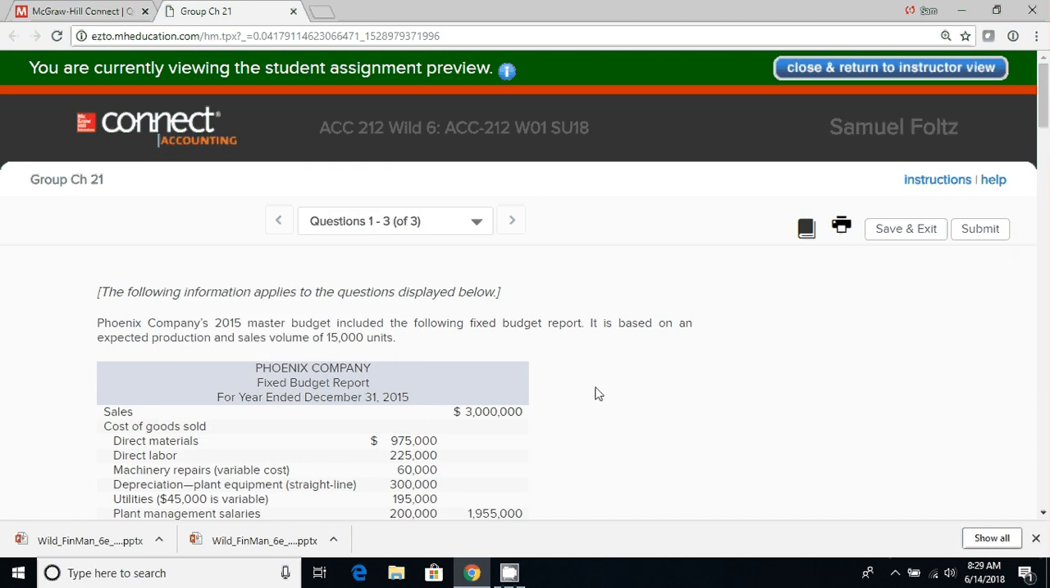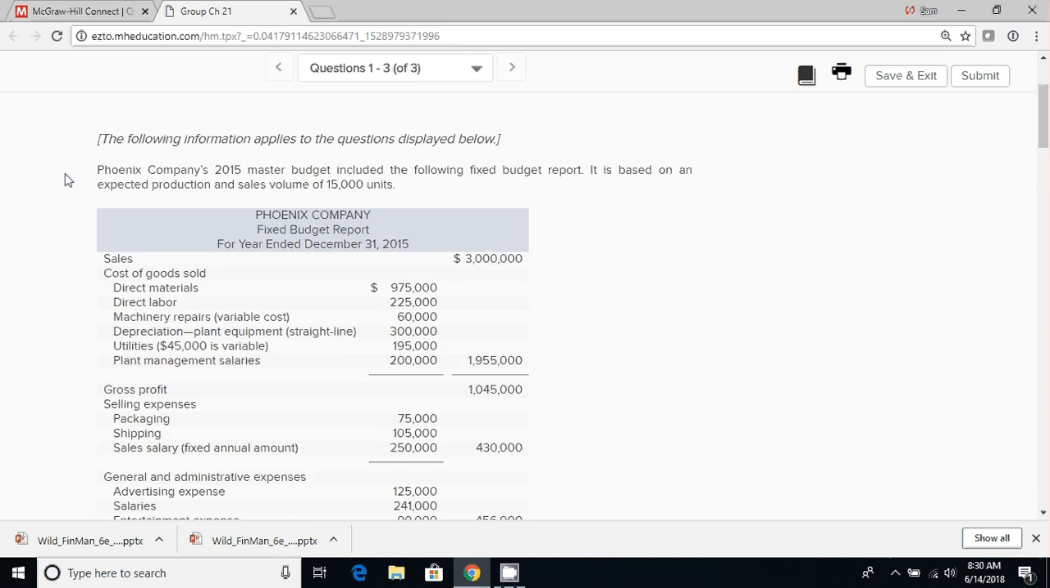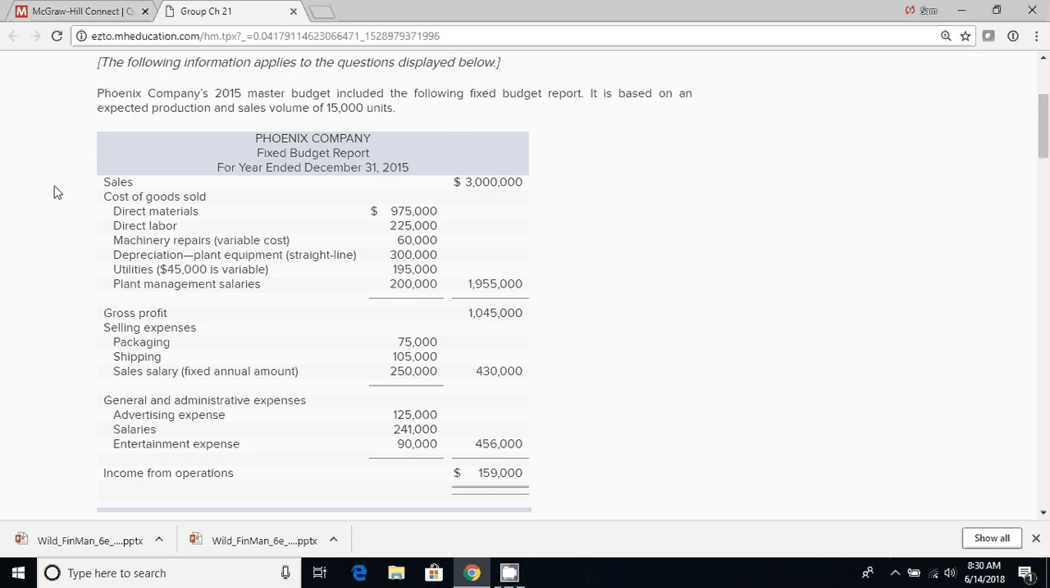Let's see if we can tackle this group assignment on flexible budgets. So we're talking about Phoenix Company's 2015 master budget, which included the following fixed budget report. We know what a fixed budget is at this point, right? It is based on an expected production sales volume of 15,000 units. And here's all the information that we need.